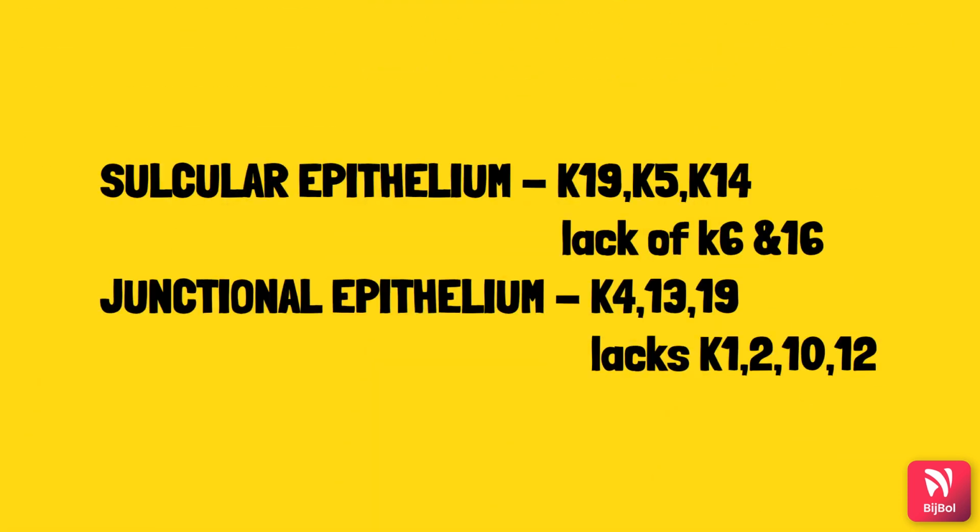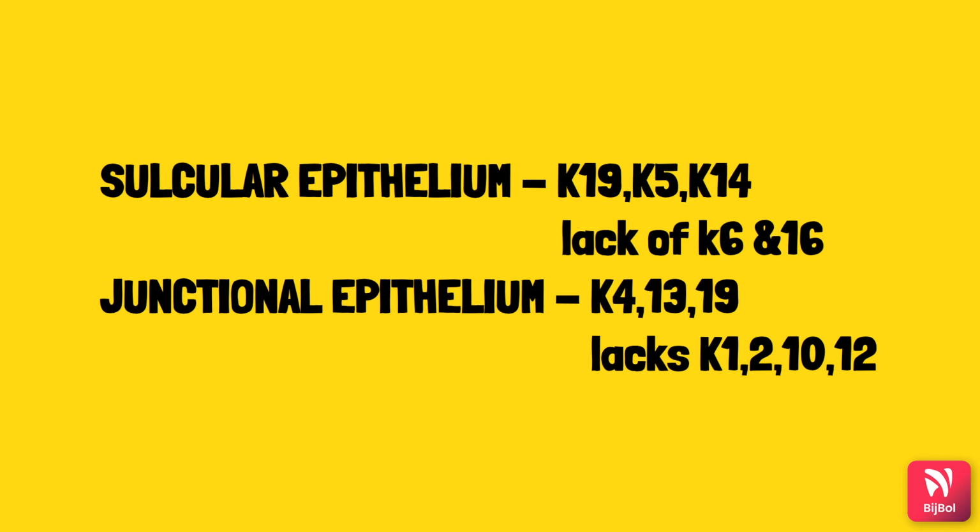Now we see the keratins in the sulcular epithelium. The sulcular epithelium lacks K6 and K16, that is the proliferative type of keratins, and the junctional epithelium also lacks K6 and K16. But as we have studied, the junctional epithelium has a high turnover rate, so it should have K6 and K16, yet K6 and K16 are absent in the junctional epithelium, and even K1, K2, K10 and K12 which are responsible for differentiation are also absent in the junctional epithelium.